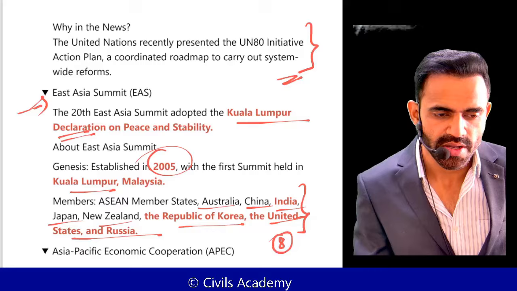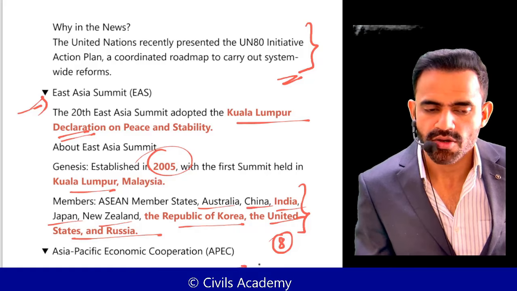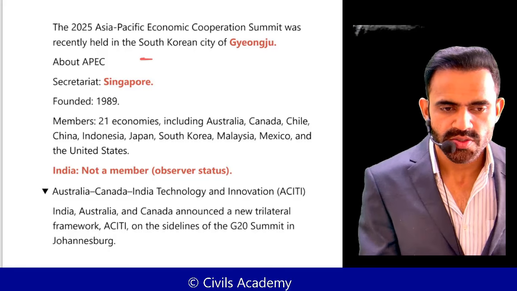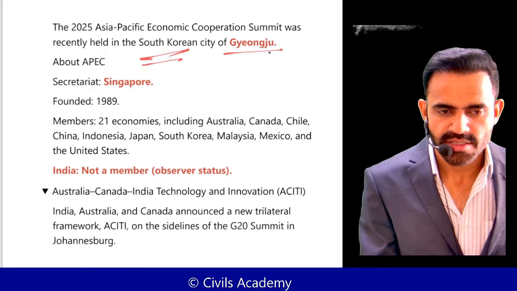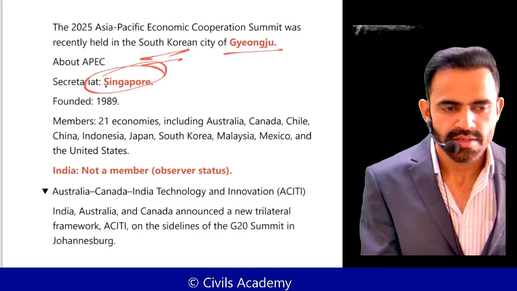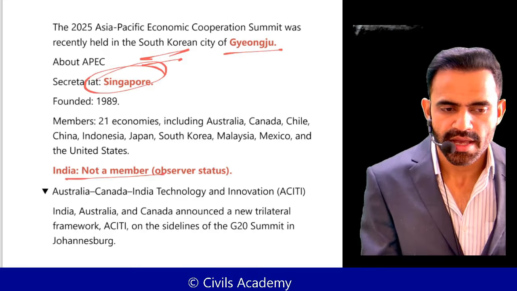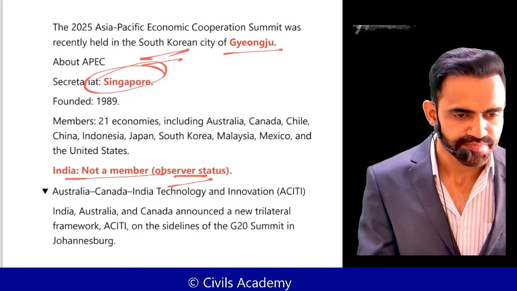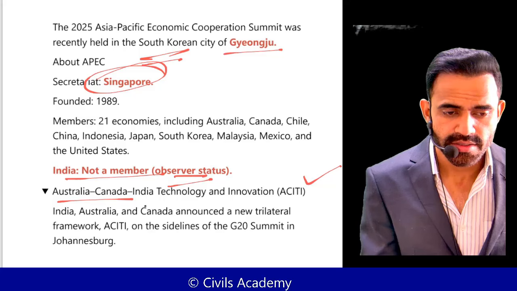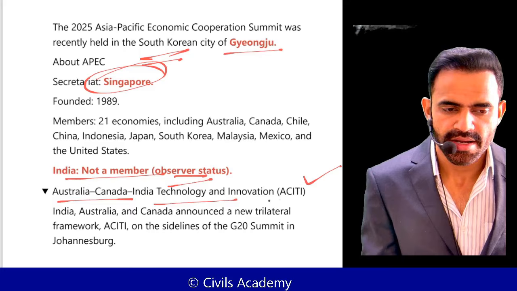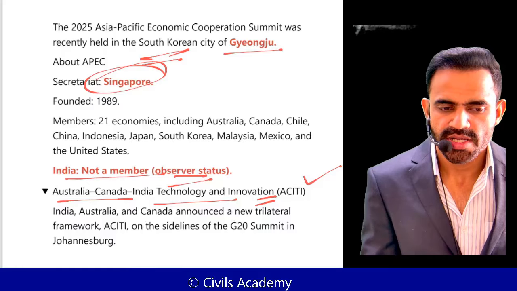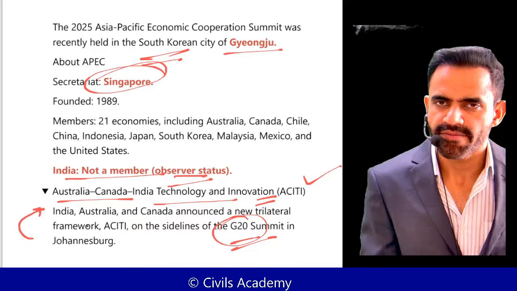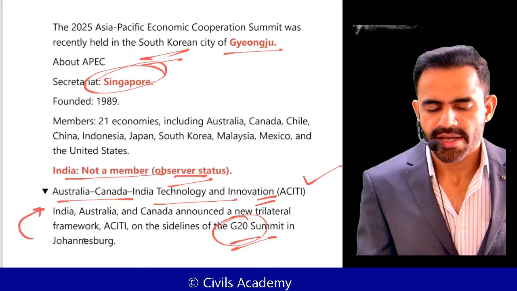Okay. Next is APEC, that is Asia Pacific Economic Cooperation. So this was organized in South Korea in the city of Gyeongju, and the secretariat of APEC is in Singapore. India is not a member of this. We have observer status. Okay. Next is India, Australia, and Canada Technology and Innovation Initiative. So this was started on the sideline of G20 summit. Just remember, the name is self-explanatory: Australia, Canada, and India.